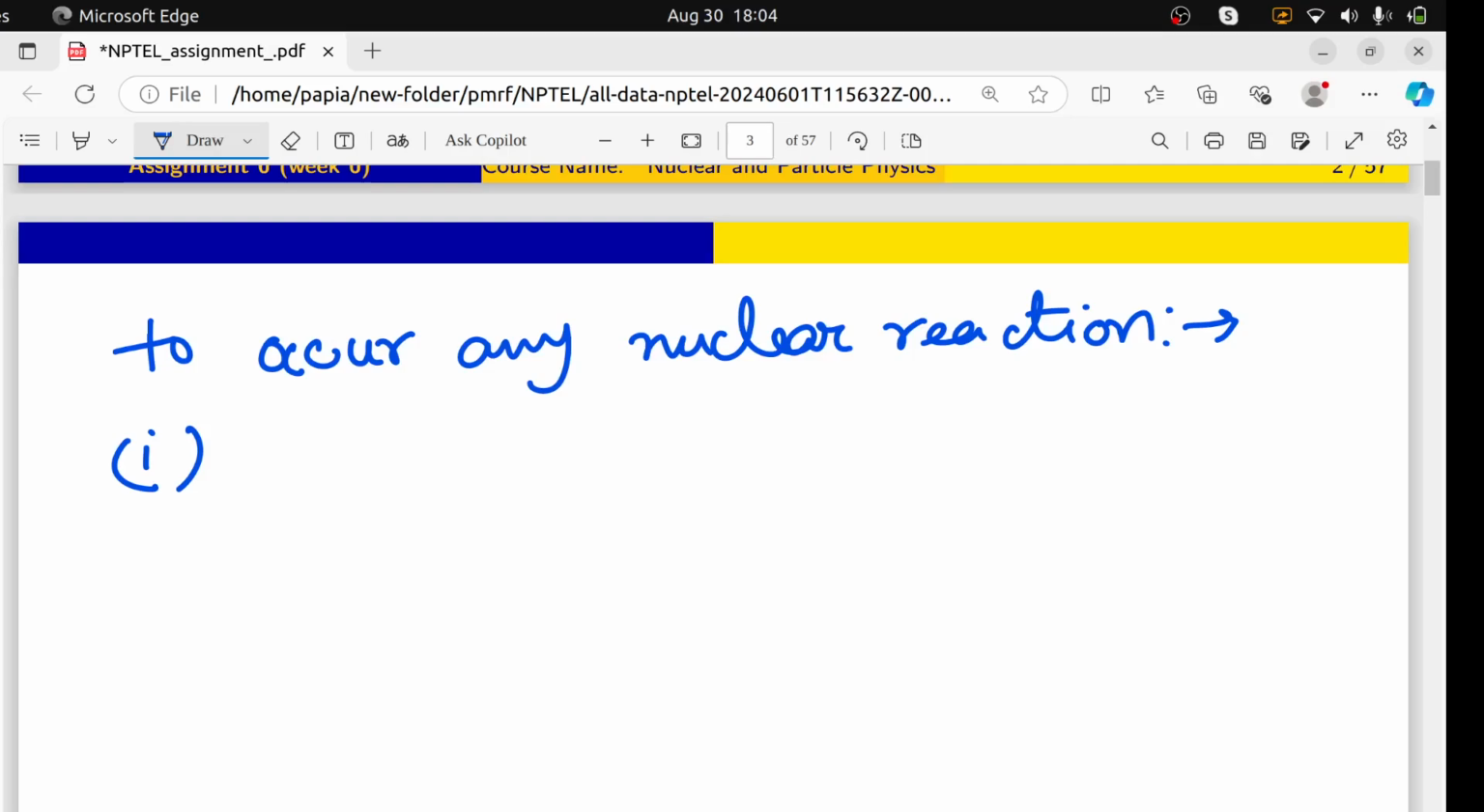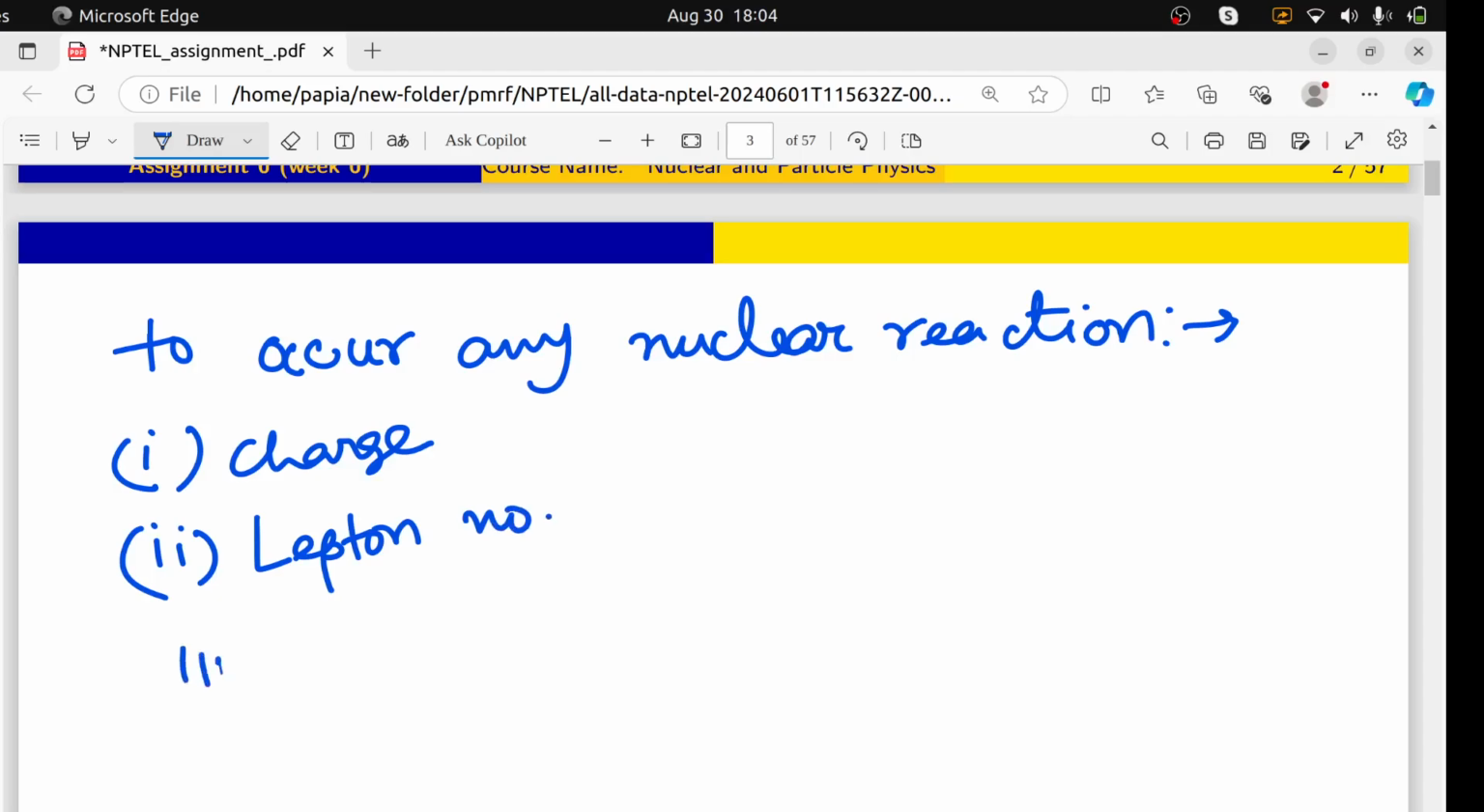The first one is charge conservation. The second one is lepton number conservation. And the third one is baryon number conservation. These three should be conserved in any nuclear reaction, whether it is electromagnetic, weak, or strong interaction. That does not depend on these three parameters. These three parameters should be followed in each and every nuclear reaction, otherwise it is not going to happen.